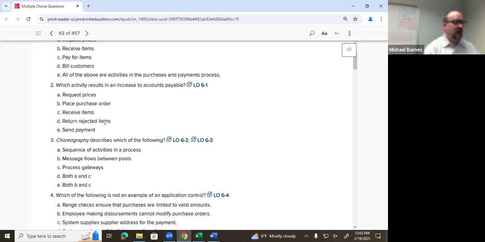Return rejected items, that would actually affect our amounts, but that would not be the liability reduction event. Send payment, that's where we actually pay for that payable, but that's not the recognition of the payable, that's the removal of the payable.